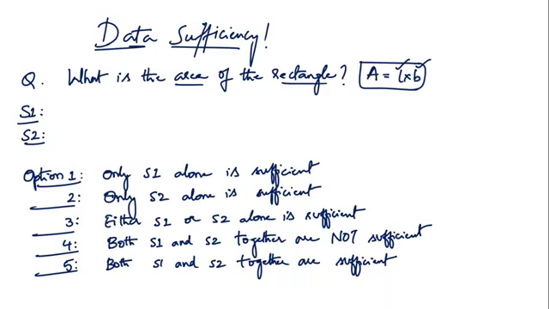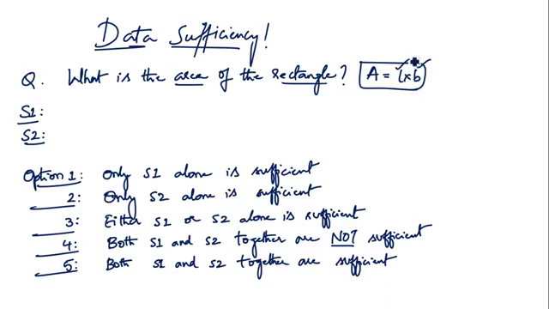Option 1 says only statement 1 alone is sufficient and data in statement 2 is not required. Option 2 says only statement 2 alone is sufficient and the data in statement 1 is not required. Option 3 is either statement 1 alone or statement 2 alone is enough. Option 4 says both statement 1 and 2 together are not sufficient, right? And option 5 says statement 1 and statement 2 together are enough to answer this given question. So let me give you different possible ways of getting the answer.